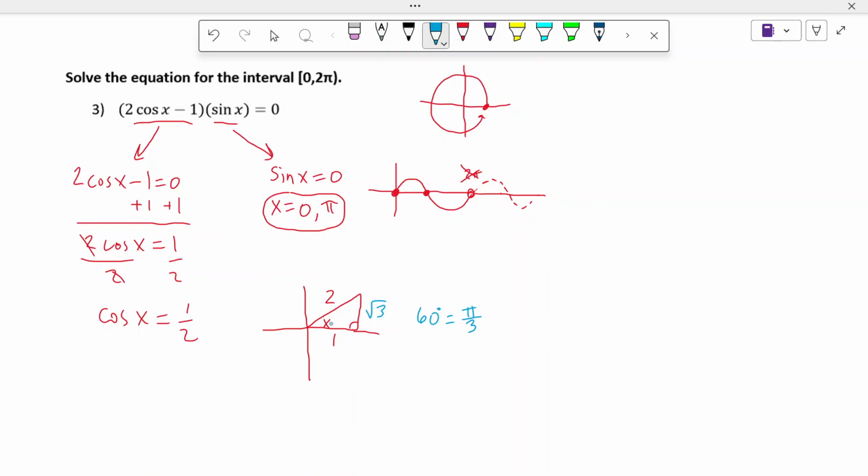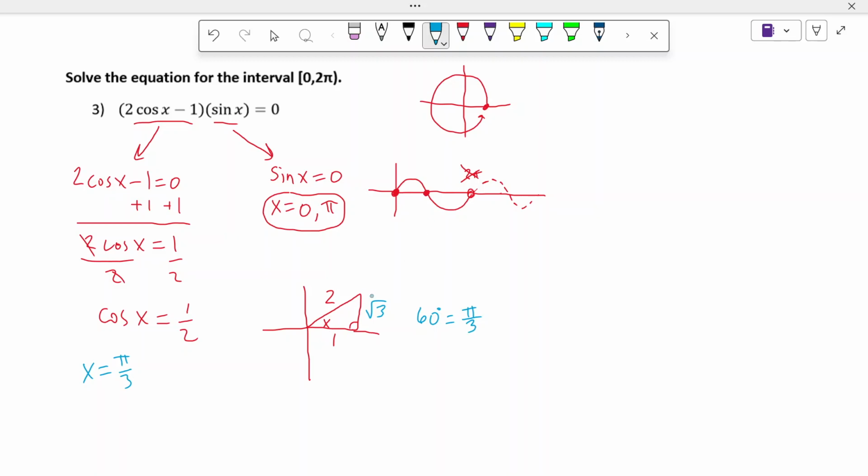So it looks like pi over 3. If I plug in cosine of pi over 3 in radians, that would give me a half. So I actually just found another answer. Another answer is pi over 3. However, that one had multiple answers. Maybe this one has multiple answers. We need to think about that.